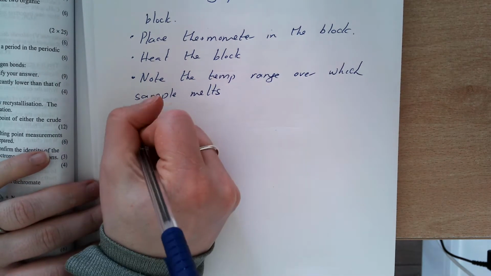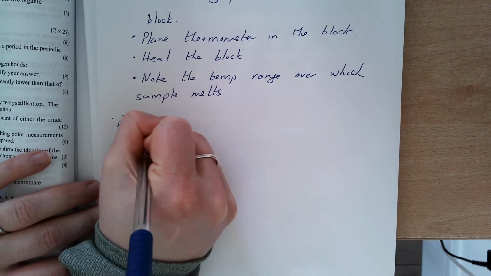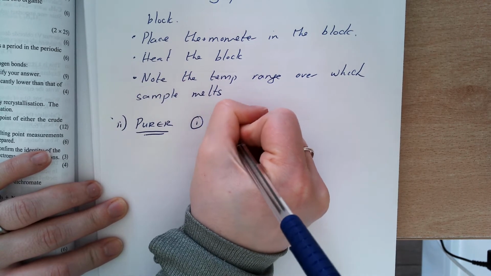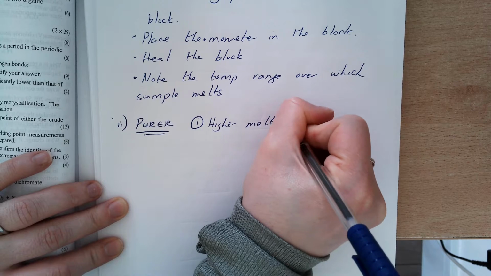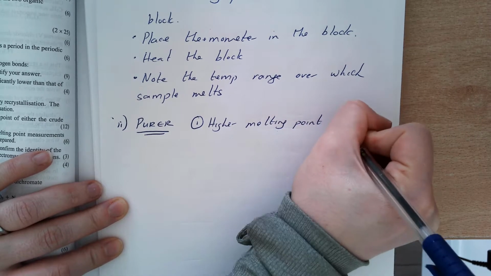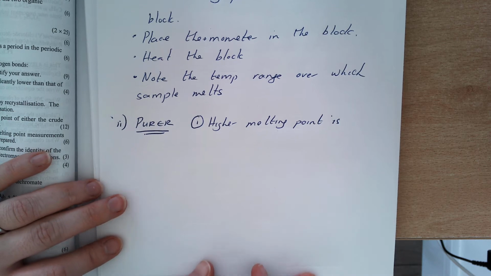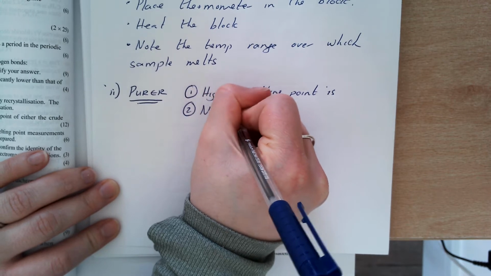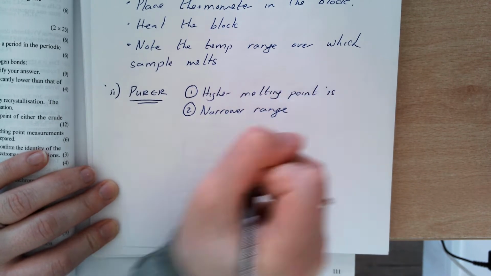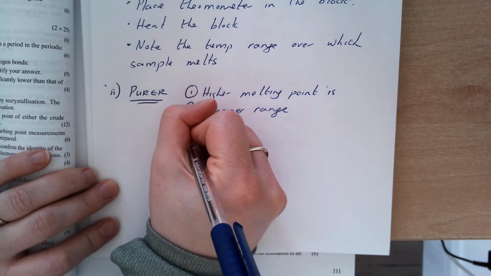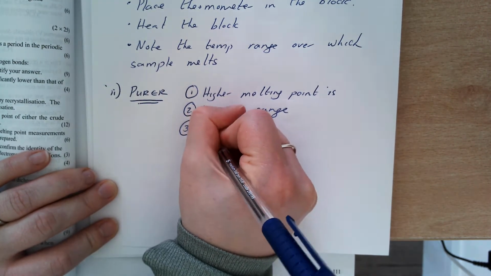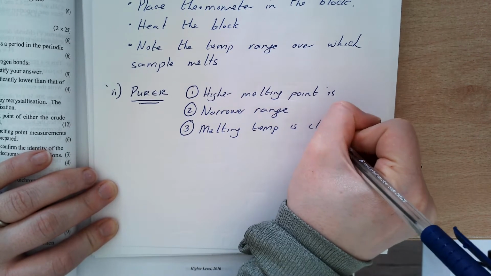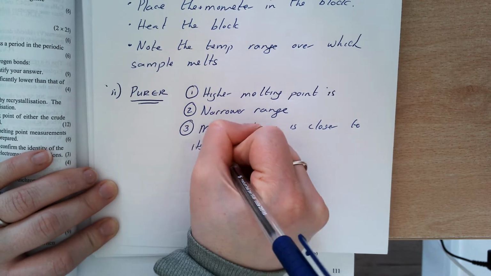Okay, the next thing then is that from the melting point you are asked to show how it's purer. And the purer the product, it's going to really conform to three things. Firstly, the higher the melting point is, the more pure the substance is. The second thing is the narrower the range, the more pure the substance is. And the third option then is that the melting point temperature is closer to its actual value.